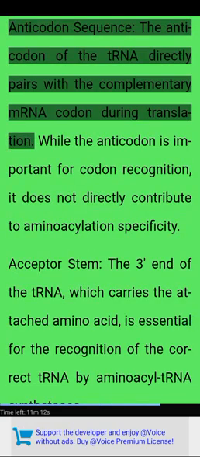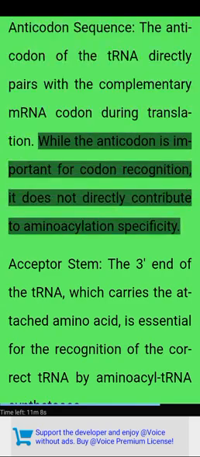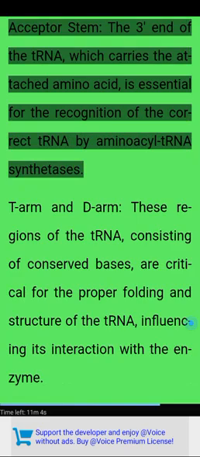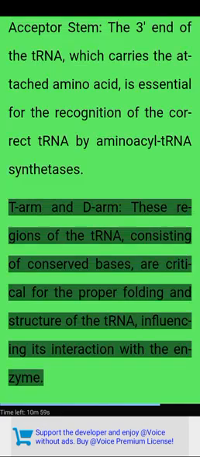Anticodon sequence. The anticodon of the tRNA directly pairs with the complementary mRNA codon during translation. While the anticodon is important for codon recognition, it does not directly contribute to aminoacylation specificity. Acceptor stem. The 3' end of the tRNA, which carries the attached amino acid, is essential for the recognition of the correct tRNA by aminoacyl tRNA synthetases.